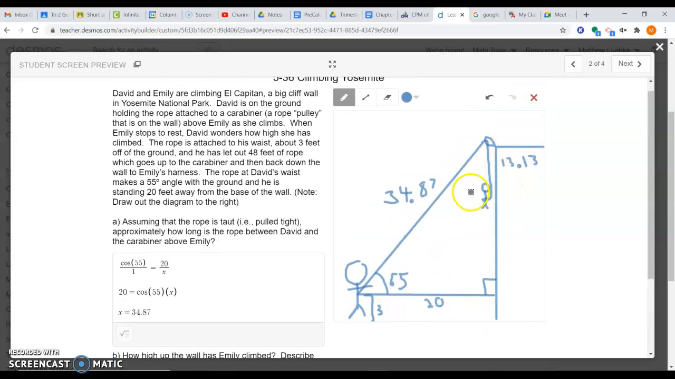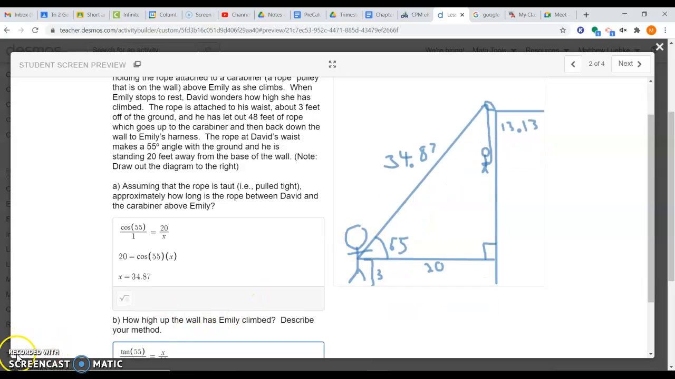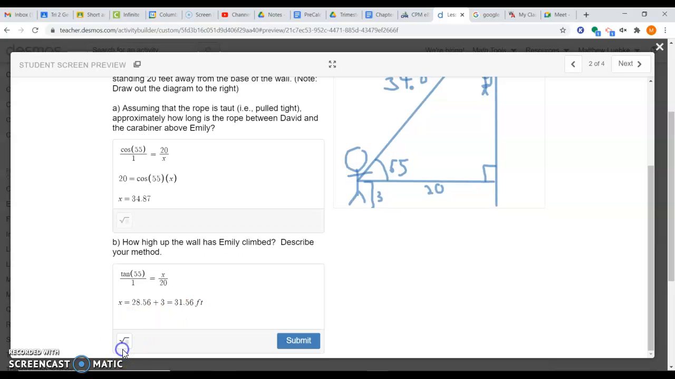So now I need to subtract out the 13.13 that she's hanging down from that carabiner. So I'm taking this total height of 31.56, subtracting out that 13.13 she's hanging down, and let me put it in my calculator so I get the exact number, 31.56 minus 13.13, and I got that she is 18.43 feet above the ground.